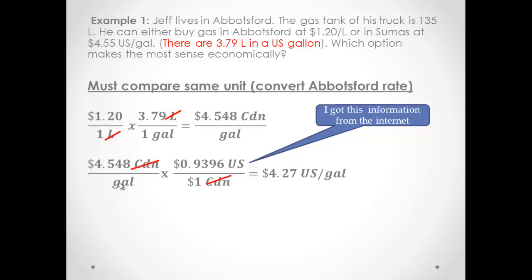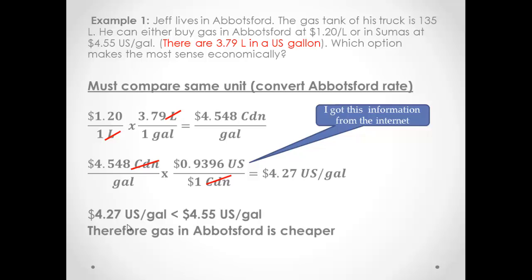We didn't need to use the 135 liters. There is other ways to do this, but this I think is the easiest way. So a final kind of statement to answer the question. The question said which one makes the most sense economically, and this is, I think, good enough. The gas in Abbotsford is cheaper.